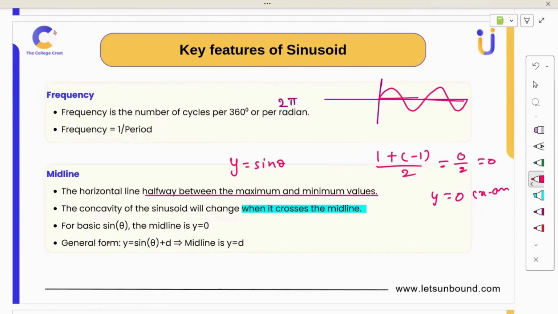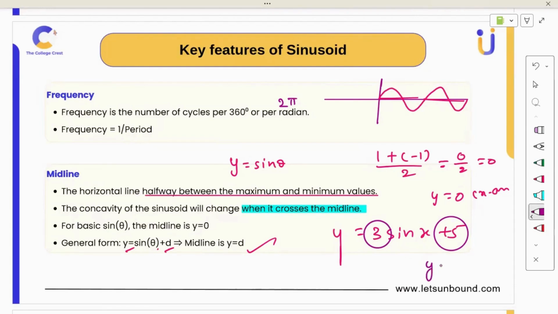In the general form, other than the x-axis, some other midline is also possible, and the equation will include this additive transformation: y is sine theta plus d. Y equal to d is your midline. So if I say y equal to 3 sine x plus 5, this 3 will be the amplitude and this plus 5 is the midline. Midline you should always write as y equal to 5, a horizontal line. I think we have now discussed all 4 key features.